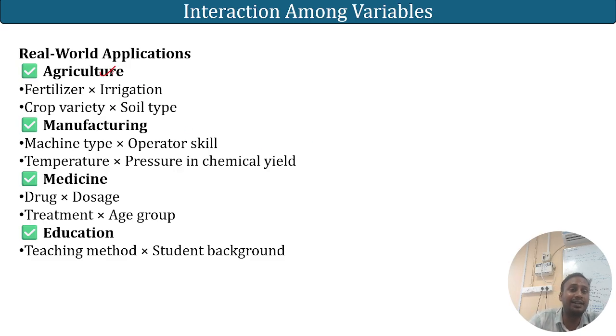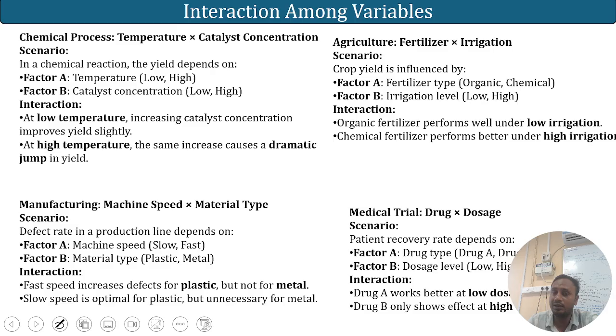If you see examples in the real world, in agriculture, fertilizer will interact with irrigation, or crop variety with soil type. In manufacturing, machine type with skill level; temperature and pressure in chemical yield; drug with doses; treatment with age group. It will have interaction. In education, teaching method plus student background. If a student doesn't have a background in CSE or coding, they can't work with machine learning or coding. Similarly, treatment and age group: for the young, different treatments are there, but for old age, different treatments will be there.